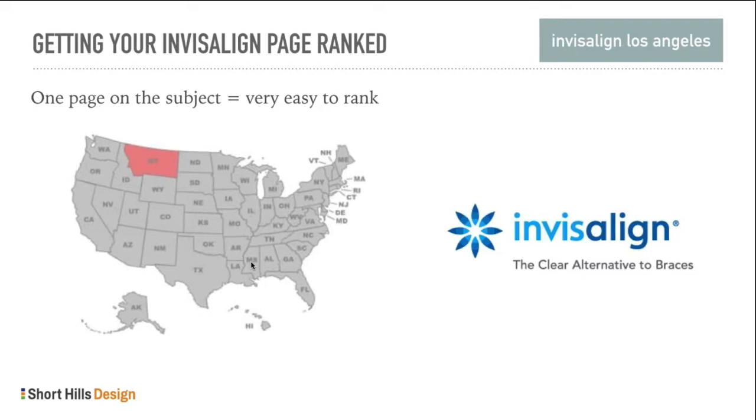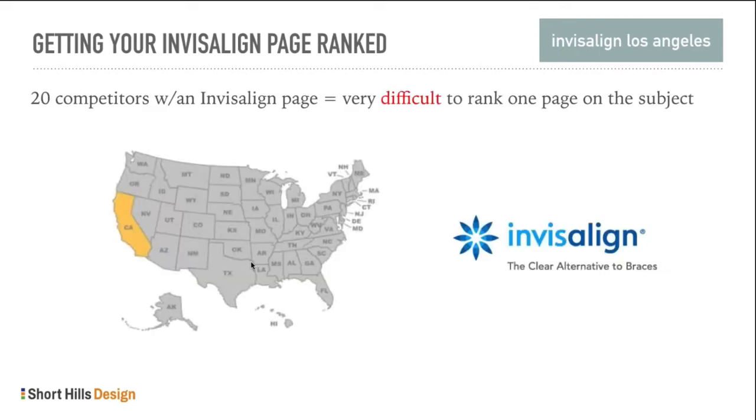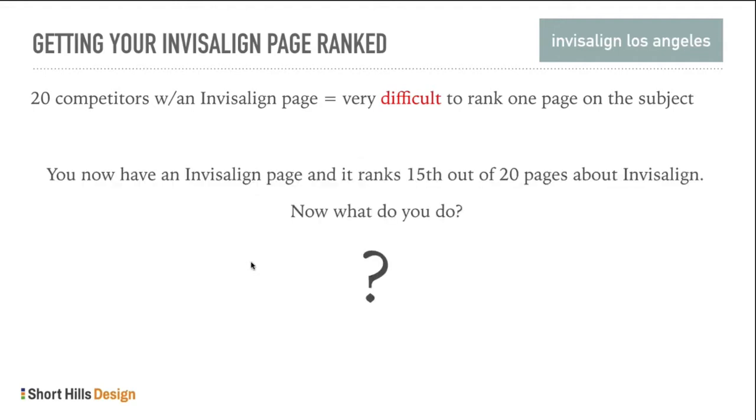Now here we are in Montana, we have an Invisalign page and we're ranked first. Terrific. Now we're going to add some competition. We're now in California, in Los Angeles, same keyword. We have 20 competitors who have an Invisalign page. For us to even be in that 20, obviously there are only 10 spots on the first page of search results, only 5 in the top 5, only 3 in the top 3. So it's very difficult for us to rank one page on the subject when there are 20 competitors. Again, it's a competition thing.